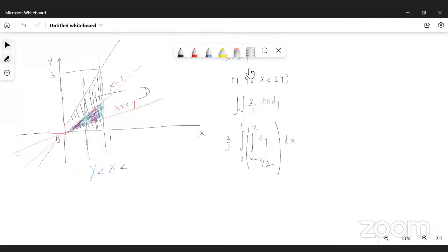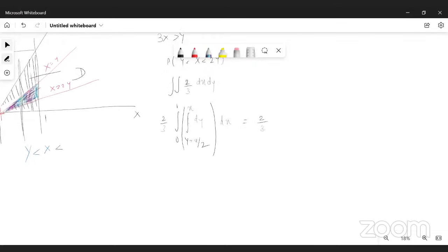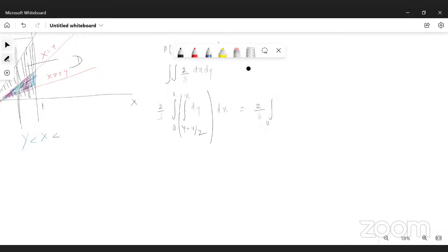So if we do it, what will we get? It is going to be 2 upon 3, integral 0 to 1. And if you integrate dy, it will be just y with lower limit x by 2 and upper limit x. And this is dx. So this will become x minus x by 2, which is nothing but x by 2.